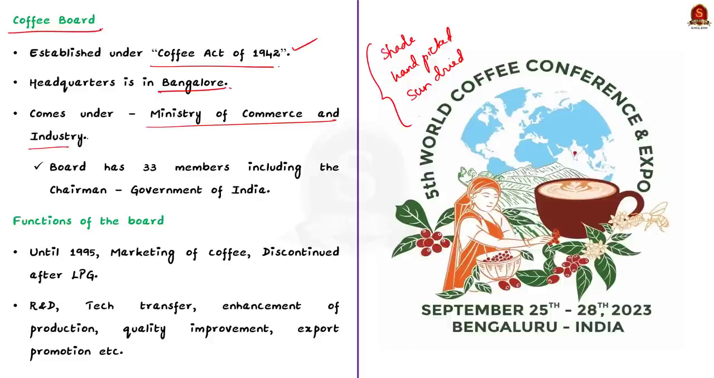Until 1995, the marketing of coffee was done by Coffee Board. But after the liberalization reforms, the Coffee Board lost its importance in the coffee sector. It mainly conducts research and development, transfer of technology, enhancement of production, quality improvement, export promotion, and supporting the development of the domestic coffee market. So this is about the Coffee Board of India.